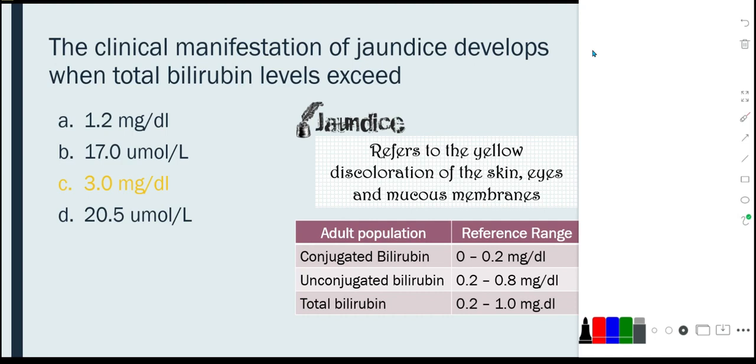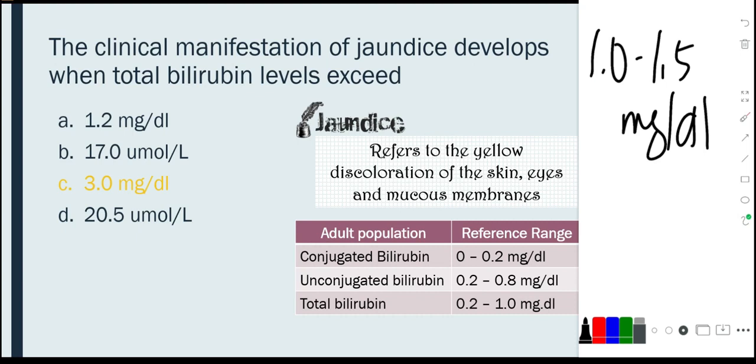Now, there would be instances wherein the patient will have a total bilirubin level ranging from 1 to 1.5 milligrams per dl. Based on the normal range of total bilirubin, 1 to 1.5 milligrams per dl is higher than normal. But this level is still not considered to be clinically significant. So it is not yet an indication that there's really something wrong with your liver. We consider the total bilirubin level clinically significant only if it already exceeds 3 milligrams per dl.